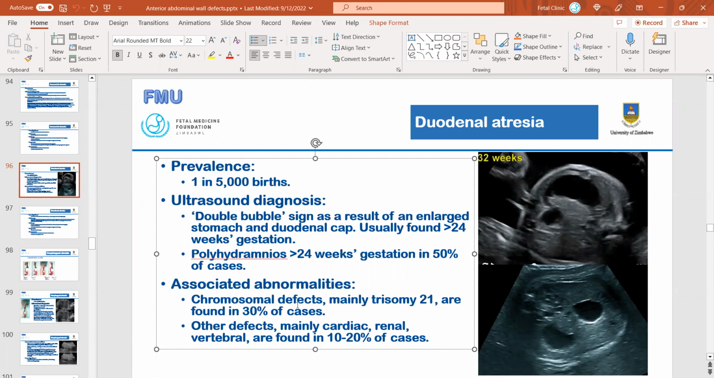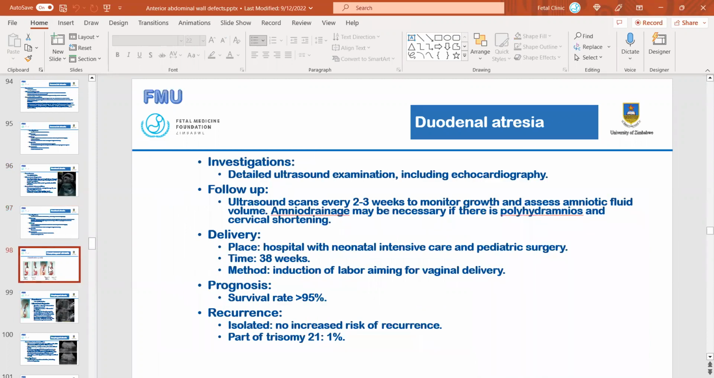So duodenal atresia is associated with trisomy 21 or other aneuploidies in a third of the cases. So the moment we pick duodenal atresia, karyotype is mandatory, is required. Just recapping duodenal atresia, survival is very good, up to 95%.